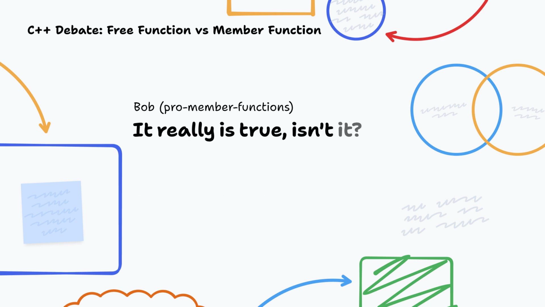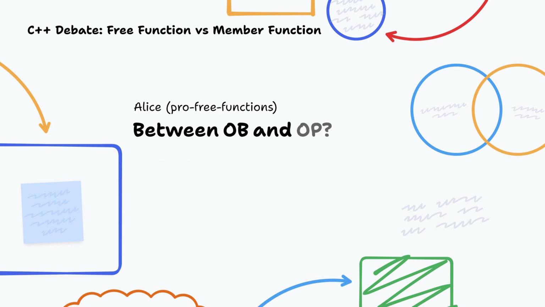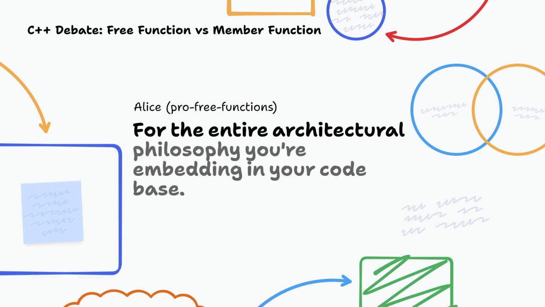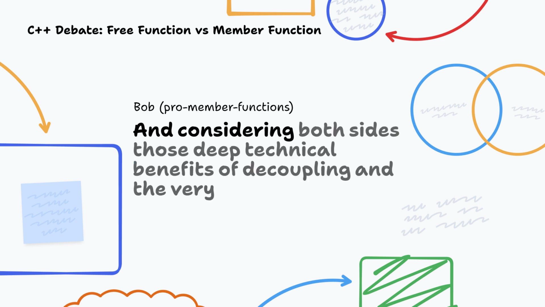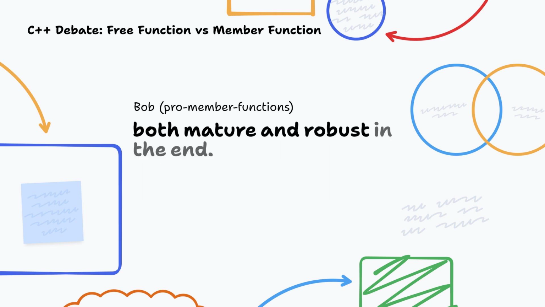It really is true, isn't it? That seemingly small choice between ob.doSomething() and doSomething(ob) acts almost like a proxy for the entire architectural philosophy you're embedding in your codebase. Absolutely, and considering both sides, those deep technical benefits of decoupling and the very real pragmatic realities of developer workflow, that's what leads to a design that is both mature and robust in the end.